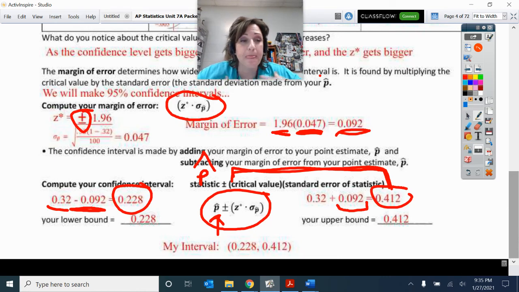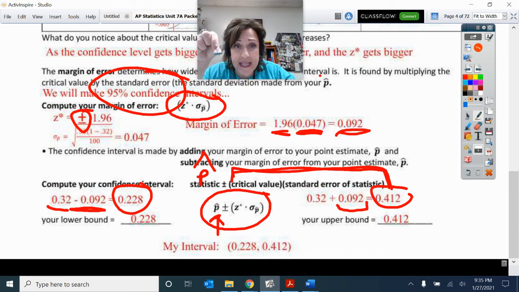So this is saying that I am 95% confident, and we'll talk about what that confidence level means in another lesson later. We'll get more into it. But I'm 95% confident that the true proportion of kisses that will land on their base, for the whole population, is between 22.8% and 41.2%.